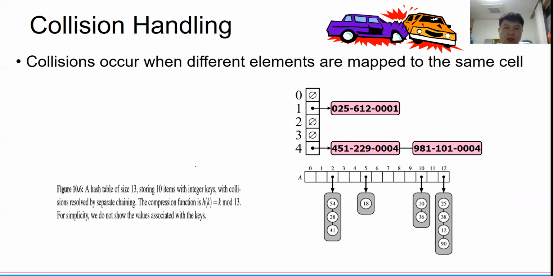Now what we need to learn more about the hash table is the collision. What is collision? If you have cars and they crash, yeah, so it means just crash.